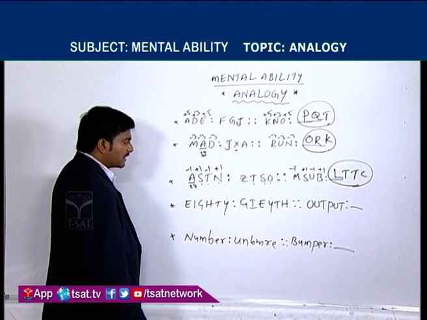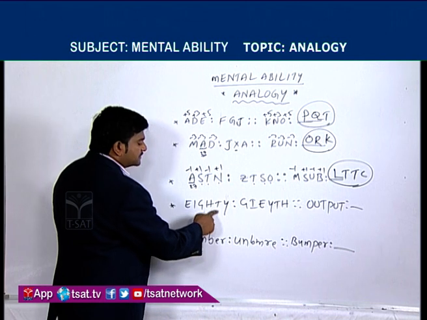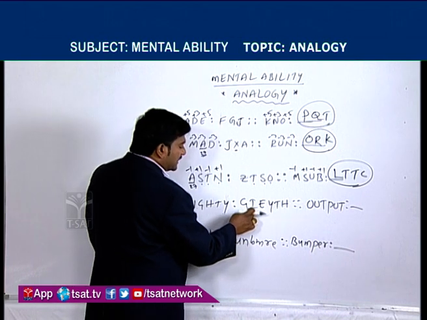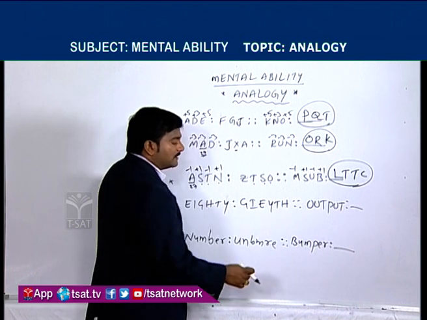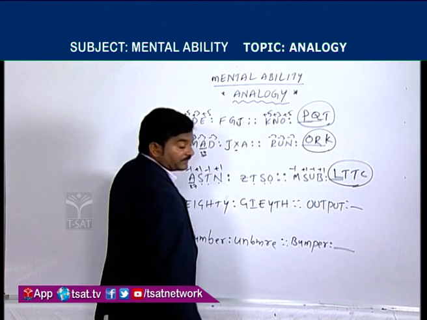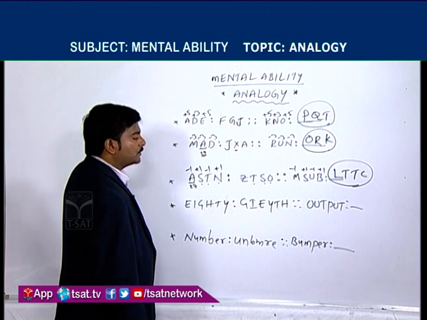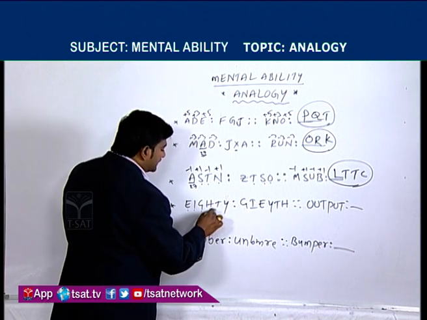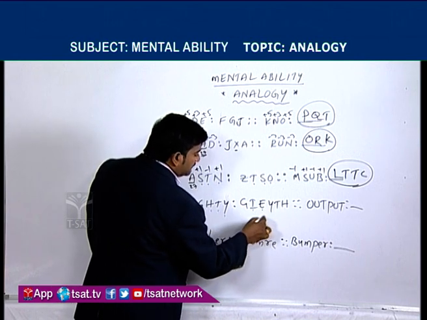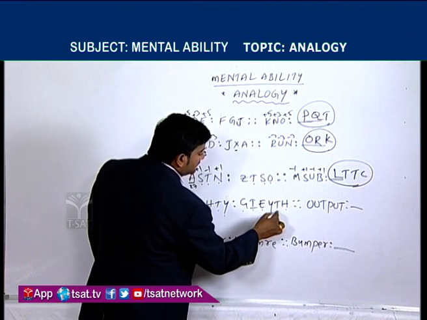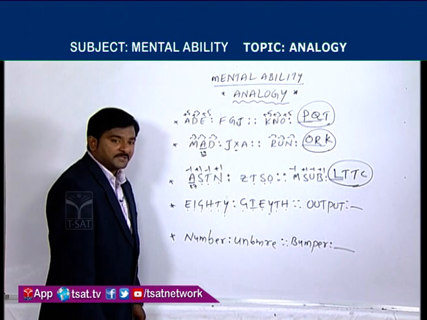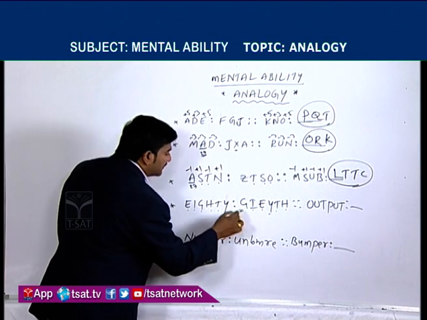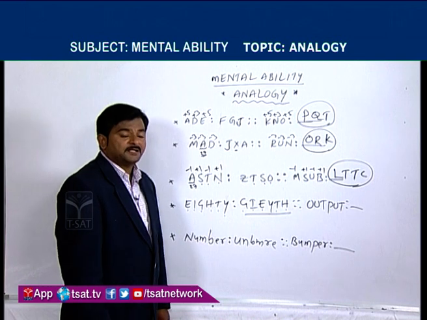See, observe here. Next example is EIGHTY, and it is written as GIEYTH. Then what about OUTPUT? This one thing is very clear. EIGHTY is having 6 letters. The same letters are appearing here also, but they are written in a different order.